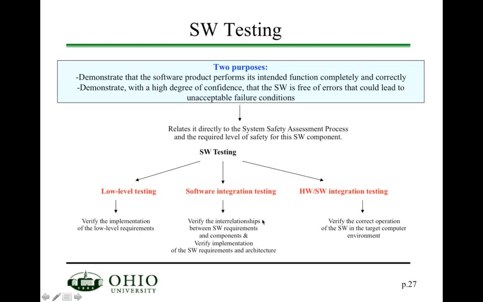You try to verify that the interrelationship between the various software components and requirements is okay, and that the software requirements and especially the architecture are implemented correctly. Remember, in the architecture we try to establish all these requirements, all the modules and how they interact. Finally, we do hardware-software integration testing, in which we try to establish if the software is operating correctly on the target computer and in the target environment.